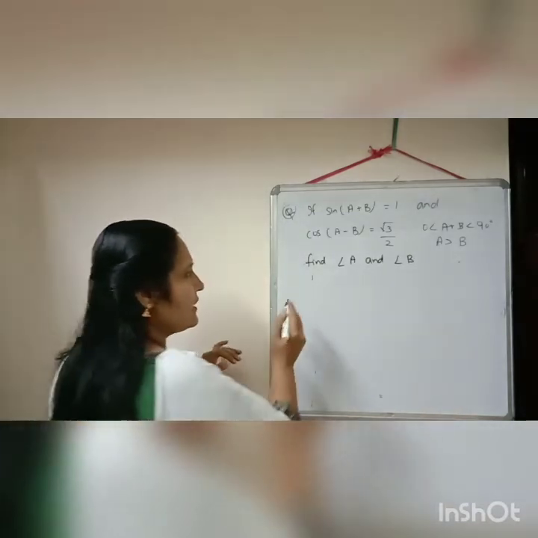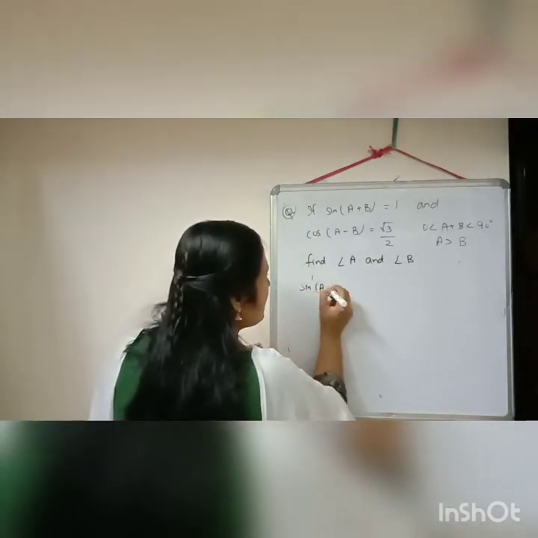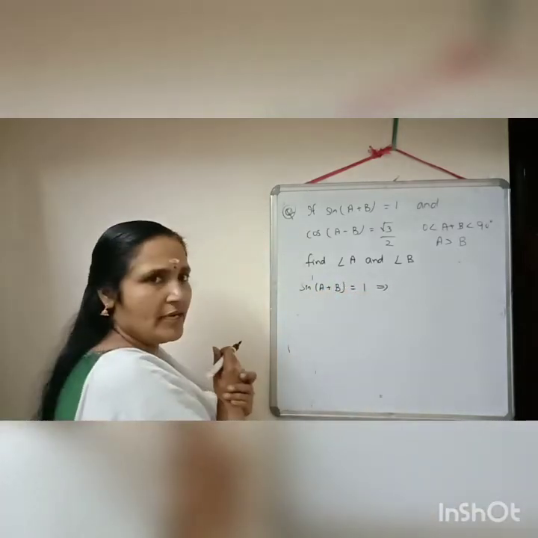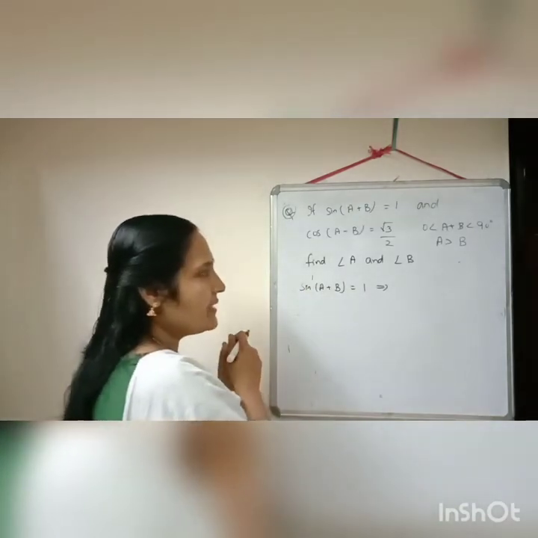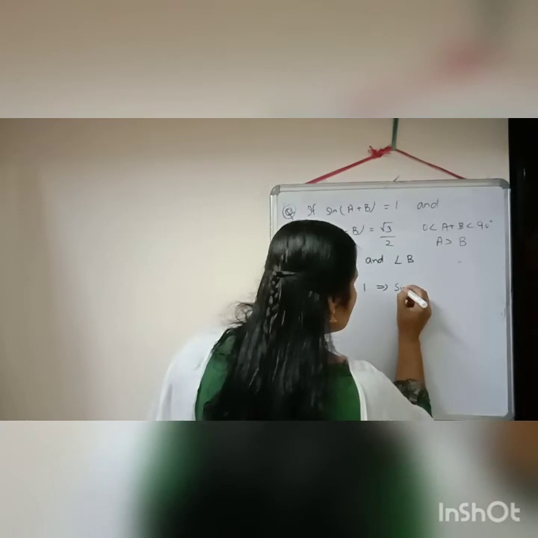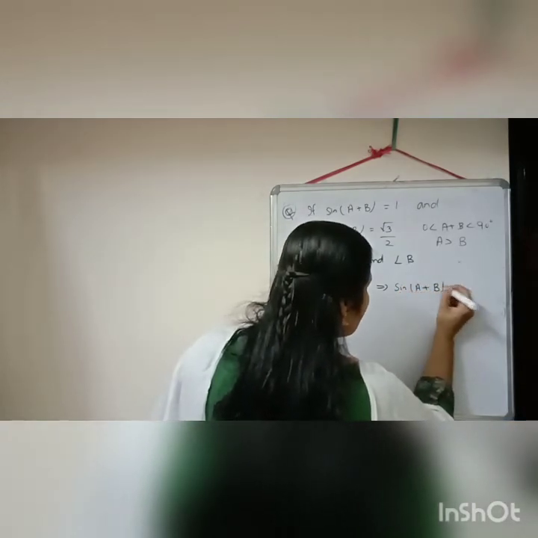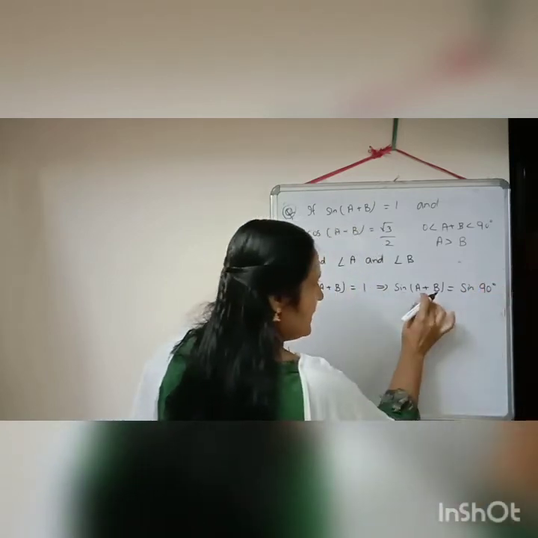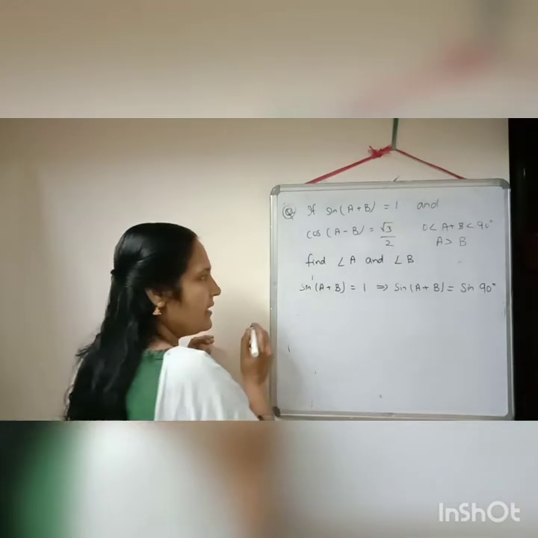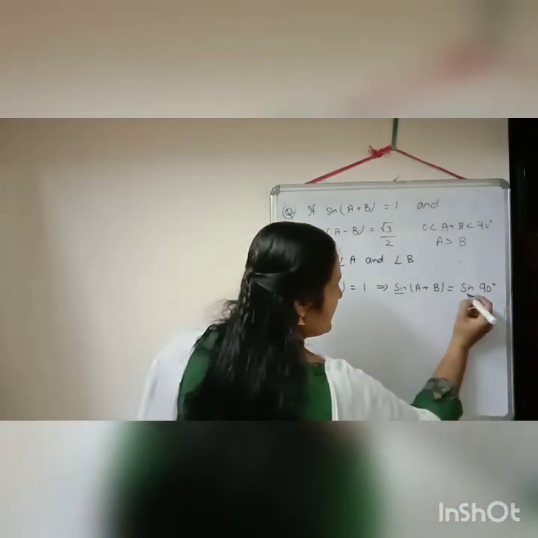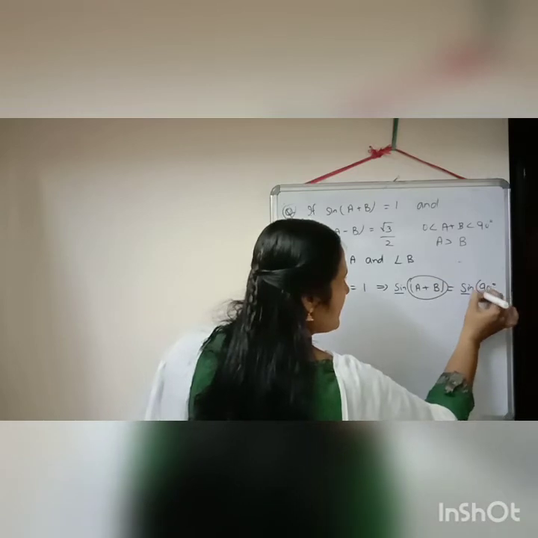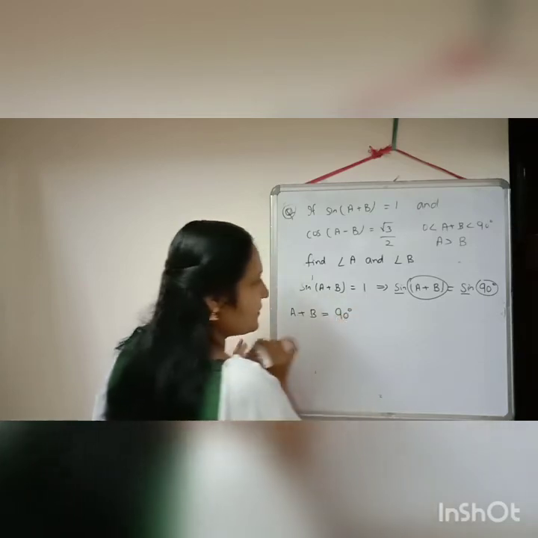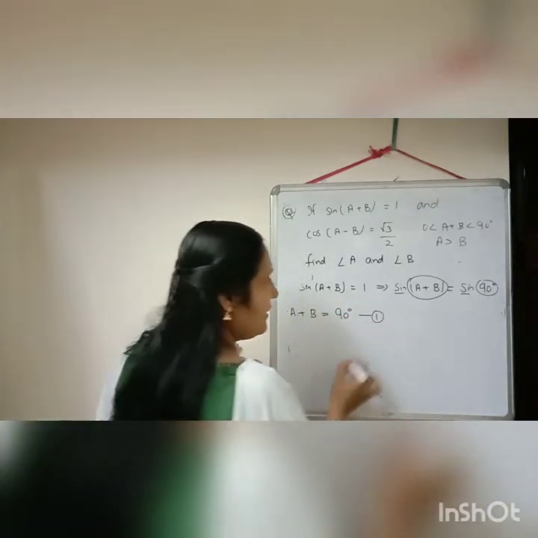Now here the first one you can check, sin (A plus B) is equal to 1 is given. On the left hand side we have the trigonometric ratio in terms of sine. So on the right hand side, that 1 also you have to check, when does sine give 1? Sine 90 degrees. So here we will write sin (A plus B) is equal to sin 90 degree. So if the trigonometric ratios are same, the angles also will be equal. So our first equation will come, A plus B is equal to 90 degree. Make it equation number 1.